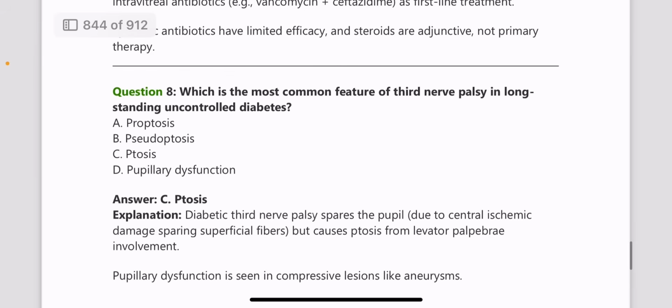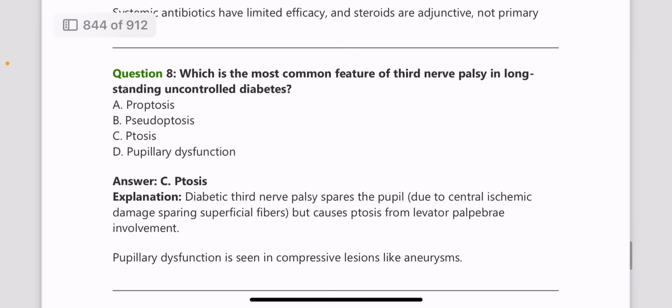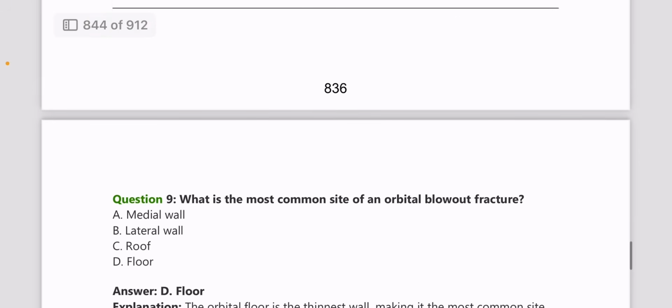Next, what is the most common feature of third nerve palsy in long-standing uncontrolled diabetes? Answer is ptosis. So diabetic third nerve palsy spares the pupil because of the central ischemic damage, sparing the superficial fibers, but causes ptosis from the levator palpebrae involvement. Pupillary dysfunction is seen in compressive lesions like aneurysms.